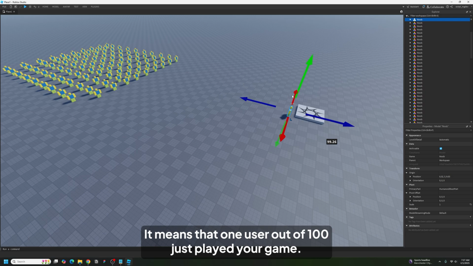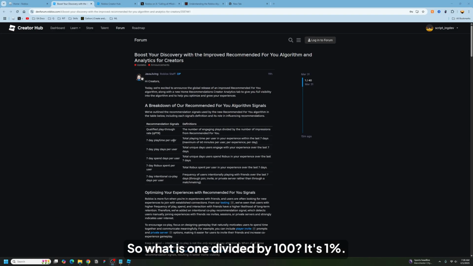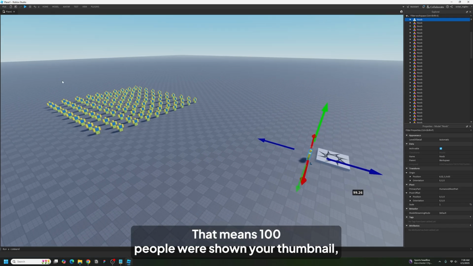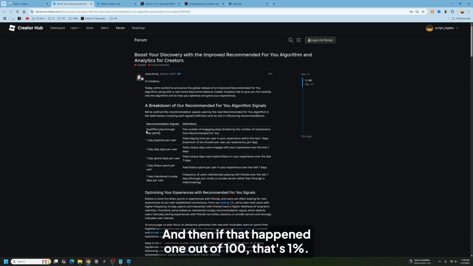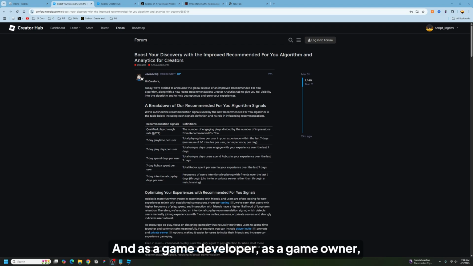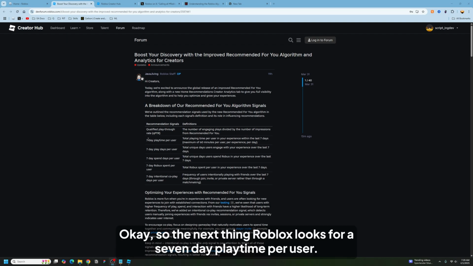It means that one user out of 100 just played your game. So what is 1 divided by 100? It's 1%. So if you have a qualified playthrough rate of 1%, that's what that means. That means 100 people were shown your thumbnail, one of them clicked it and actually played it for a while. And if that happened, 1 out of 100, that's 1%. So your qualified playthrough rate would be 1%. And as a game developer, as a game owner, your job is to try to get these stats to be as high as possible. Okay, so the next thing Roblox looks for is 7-day playtime per user.